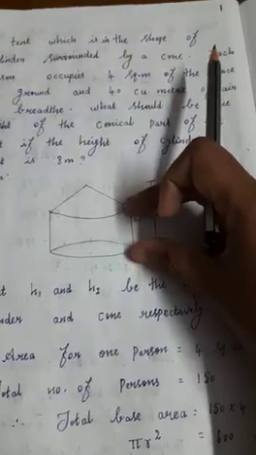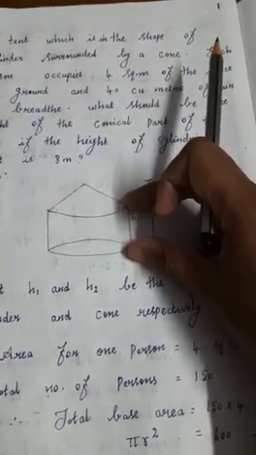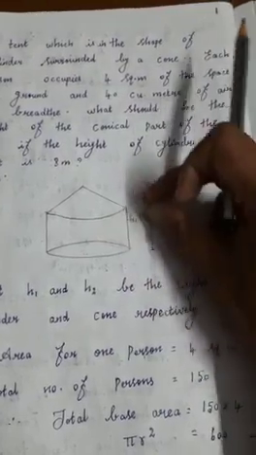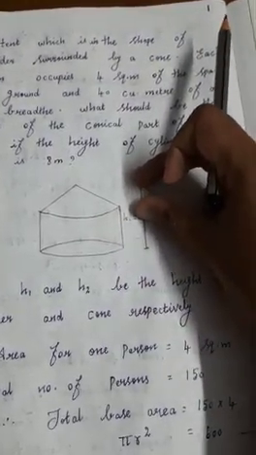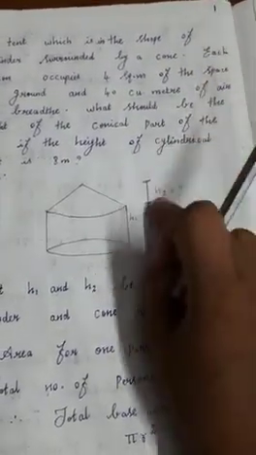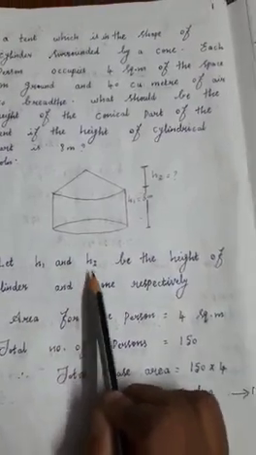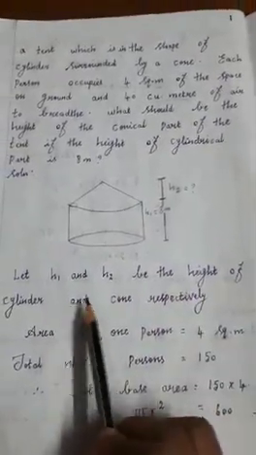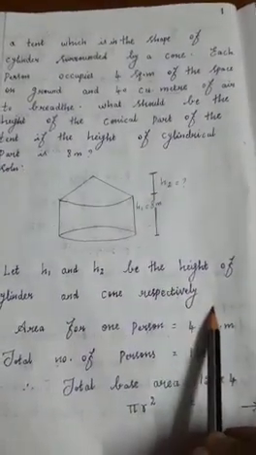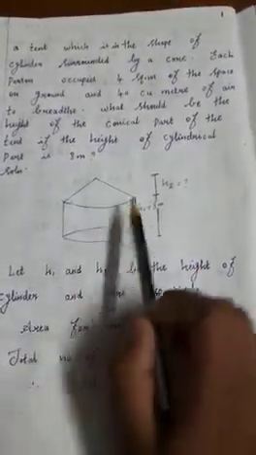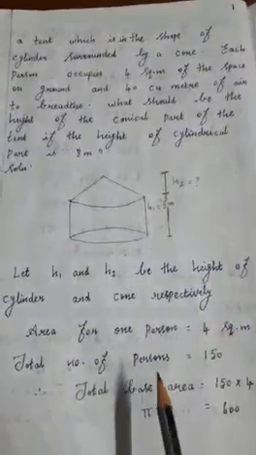In our question, they have given the height of the cylindrical part, which you can consider as height 1. Height 1 is equal to 8 meter. This part, this much, that is the height of the conical part, that one only we need to find out, so you can consider that as height 2. Here we have to write: let height 1 and height 2 be the height of the cylinder and cone respectively.